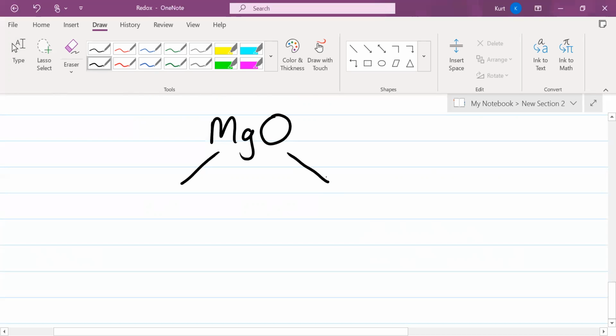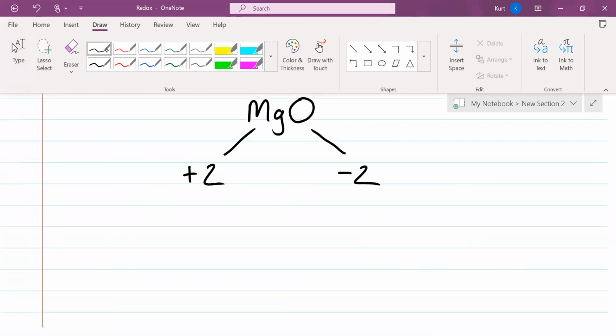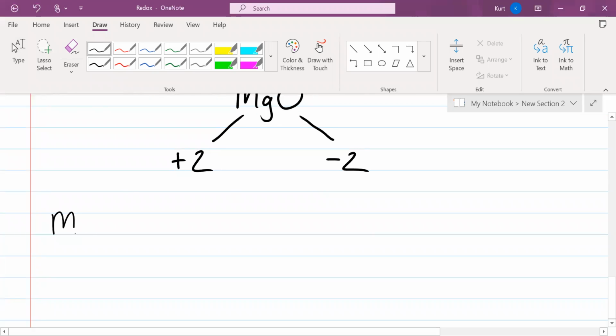What would the charge of magnesium be? What would the charge of the oxygen be? Let's figure out how it got to be that way. Let's look at magnesium first. Magnesium atom. When I say atom, that means it's neutral. How many protons does it have? 12 protons. So how many electrons does it have?